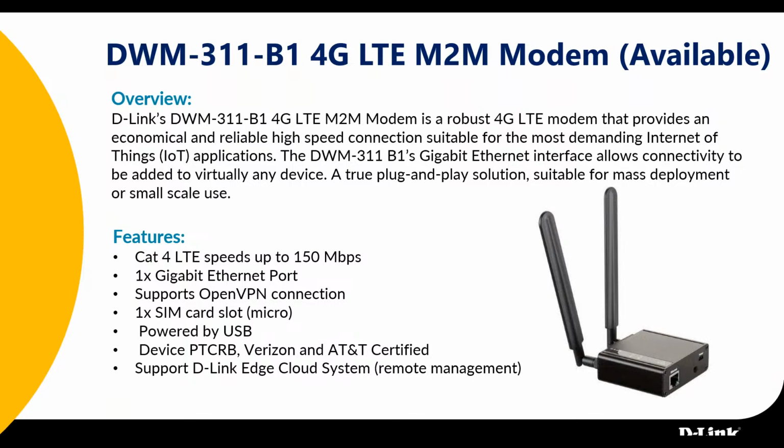So the DWM 311, as I just mentioned, supports LTE up to 150 megabits a second download. It supports a gigabit port, OpenVPN support as well, and supports a single SIM card slot. This particular device is also certified on all major carriers, AT&T and Verizon. It's also available for those from Canada: Rogers, Telus, Bell. It's supported on all of the networks as well.